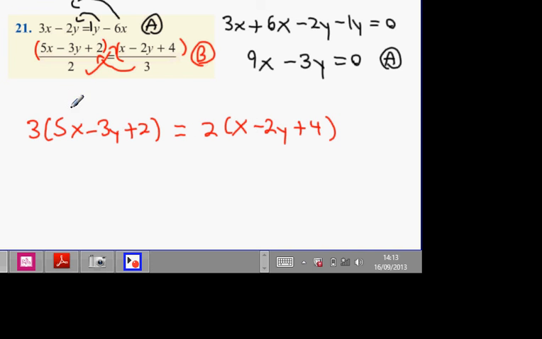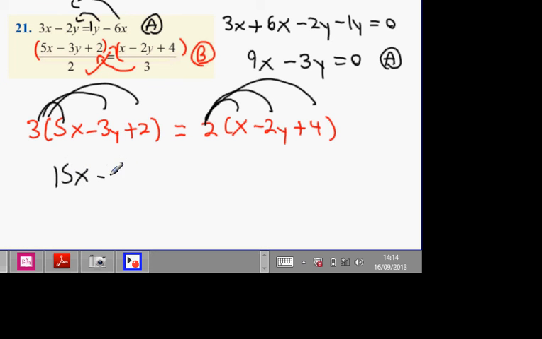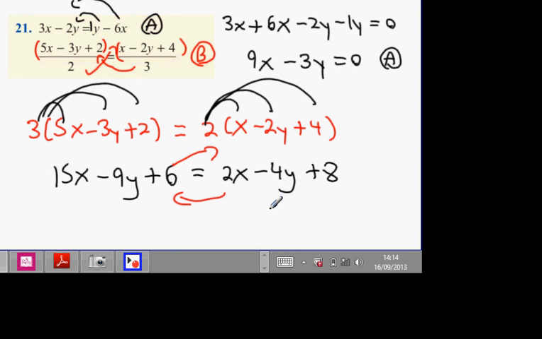Next thing we're going to do is multiply in. And we get 15x minus 9y plus 6, equals 2x minus 4y plus 8. Bring the x's over to one side and bring the normal numbers over to the other side. So 6 goes to this side, 2x goes here, 4y goes there.